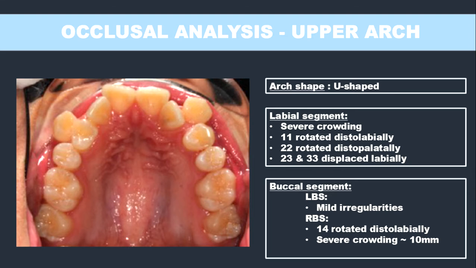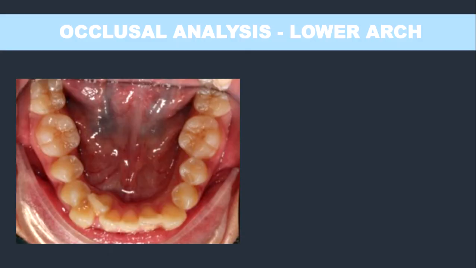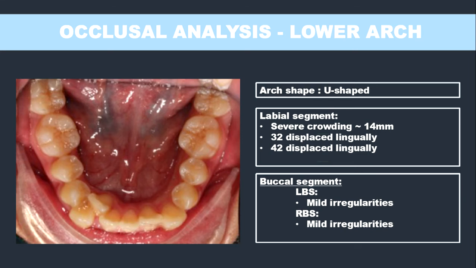For the buccal segment on the left side, this patient seems to have mild irregularities, and for the right buccal segment, 14 is rotated distolabially with severe crowding of 10 mm due to the rotated 14. And for the lower arch, this is the lower arch of the patient, and the arch is U-shaped.